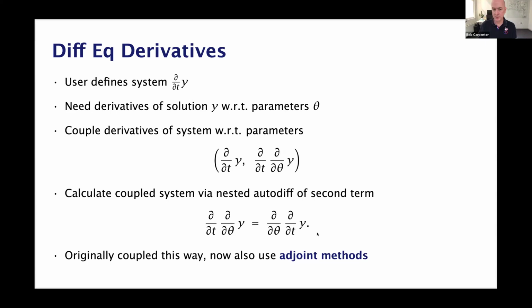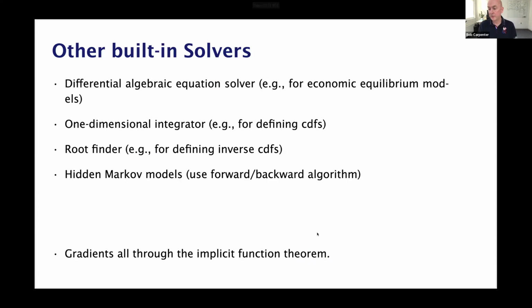That is not a very efficient way to do this. What we really want to do is apply the implicit function theorem, apply a proper adjoint method that's going to control memory and give us more accuracy, which is over time, our ODE solvers have matured into the right way to do this. When we first started, I didn't even know the right way to do this. So, we also have other built-in solvers. All the gradients for these come through the implicit function theorem, which you can read more about. Charles Margossian wrote a tutorial on how to do all of these.